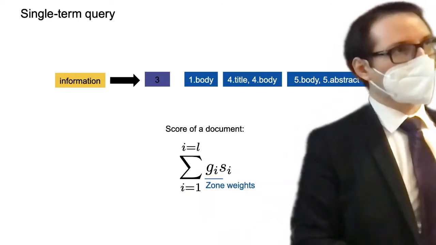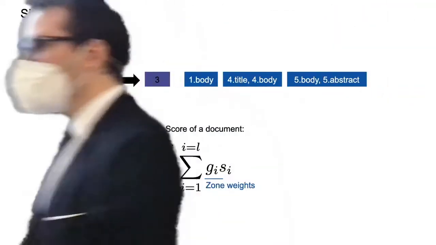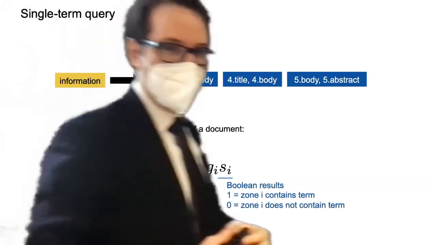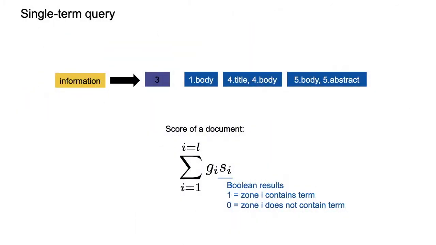It's the weights of the zones. For example, you could say the body has a weight of 0.5, the title has a weight of 0.2, and the abstract has a weight of 0.3, right? So you decide on the weights, and you put that in the vector G, right? In that case, it has three dimensions. S is a vector of Booleans. There's a one if the zone, the title or abstract and so on, contains the term, zero if it does not, right? And so if you compute that scalar product, that gives you a score.